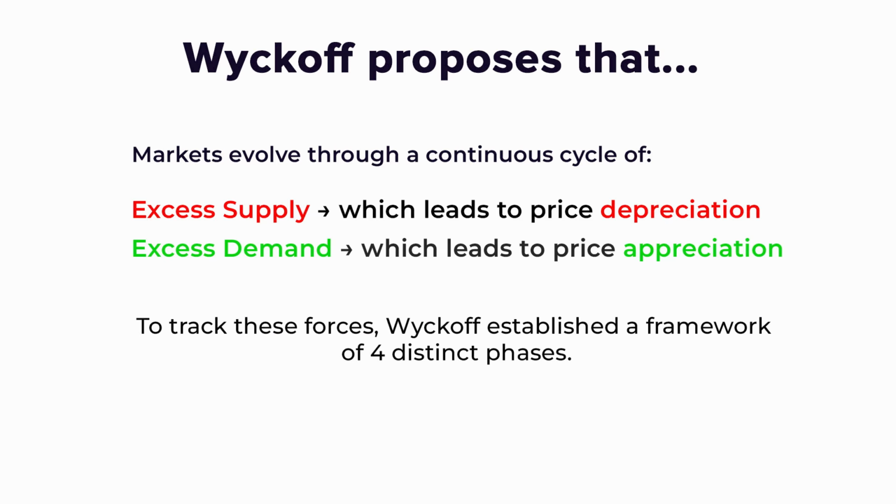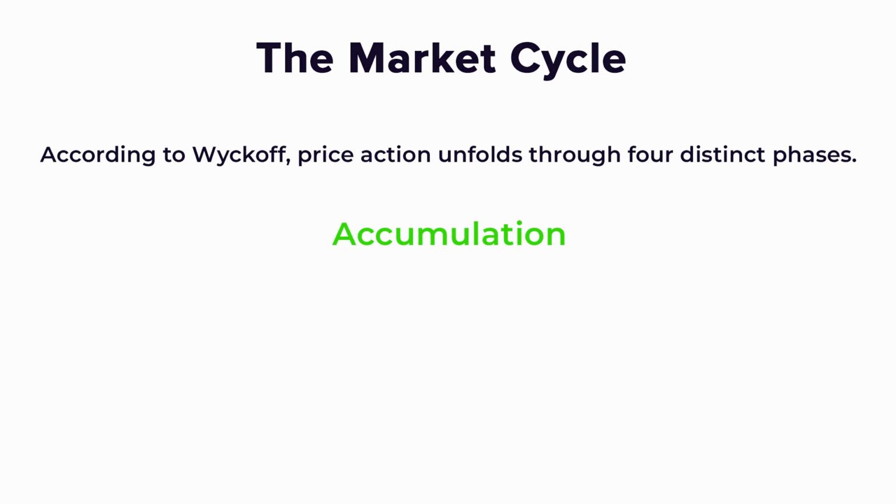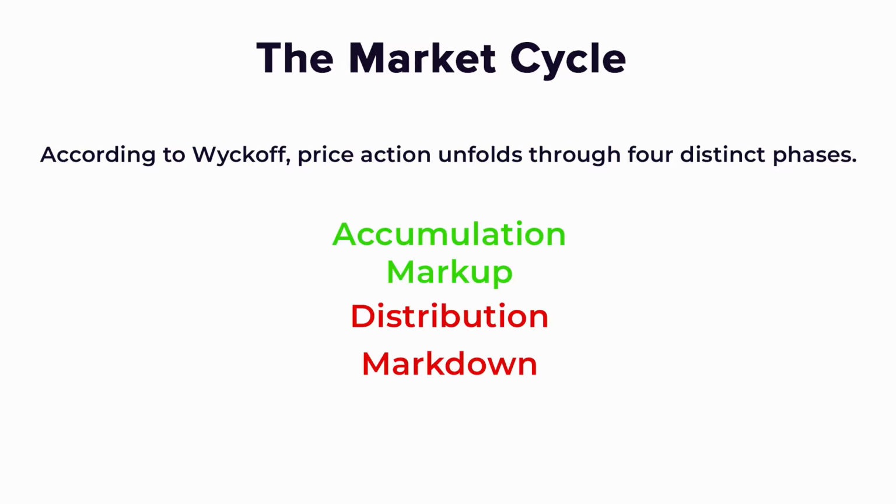To track this battle, the theory defines 4 specific phases for monitoring supply and demand. These 4 phases are known as accumulation, markup, distribution, and markdown. Let's examine each of these phases, beginning with accumulation.